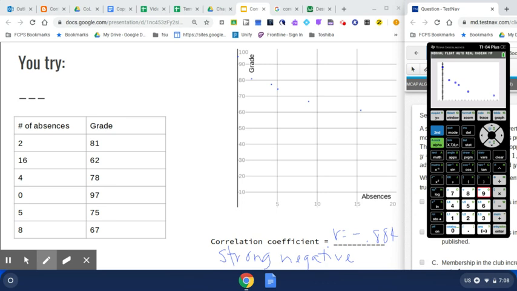Okay, that's what we're learning about today: making scatter plots both by hand and on the graphing calculator, finding correlation coefficients on the graphing calculator and interpreting them. In order to interpret, we need a strength and a direction. Okay, so strong, moderate, or weak, and directions would be positive or negative.